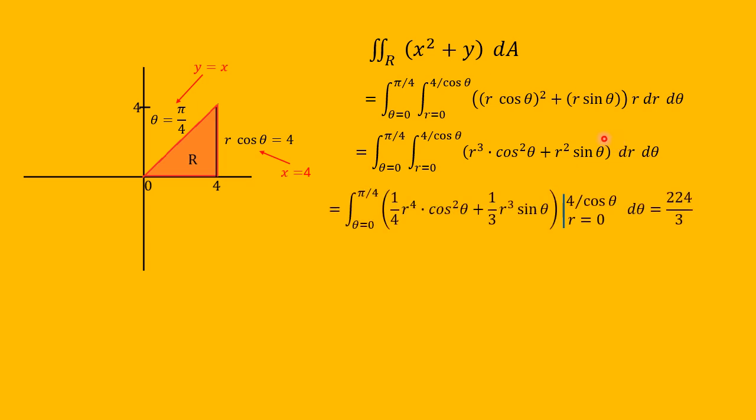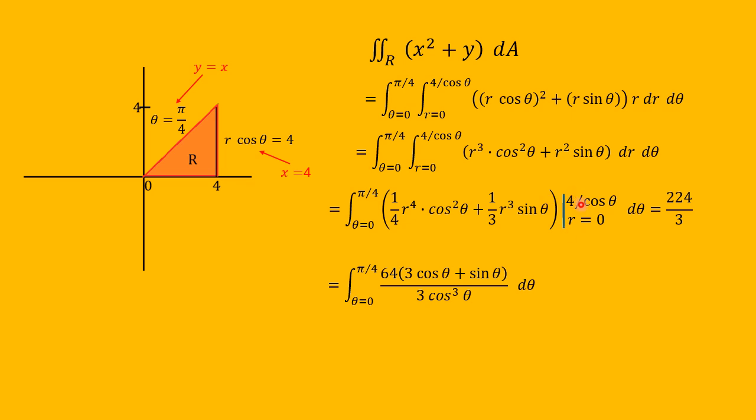And then we can integrate this inside one with respect to r. For instance, the antiderivative of r cubed is 1/4 r to the 4th. It's multiplied by cosine squared theta. And the integral with respect to r of the second term is 1/3 r cubed sine theta. And we're evaluating, using the fundamental theorem of calculus, r at 0 and 4 cosine theta. And then whatever that is, we're going to integrate that with respect to theta, and it turns out that we get 224 over 3, but let's forget this part for one second.